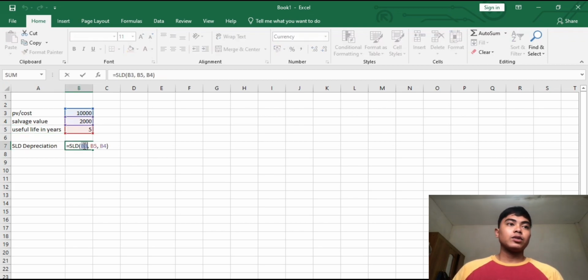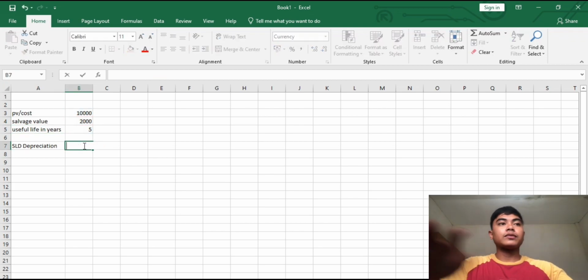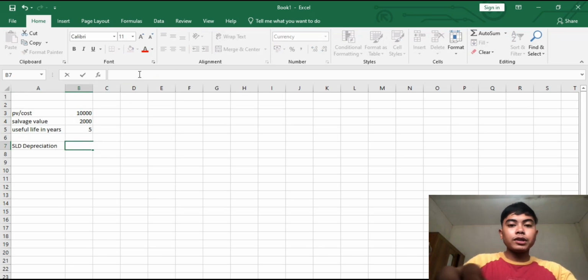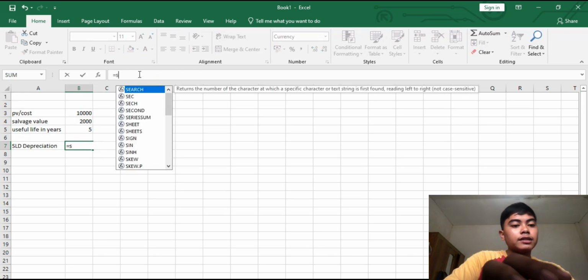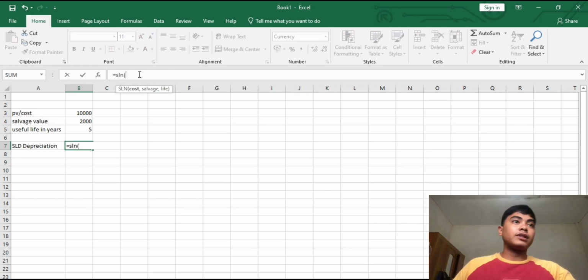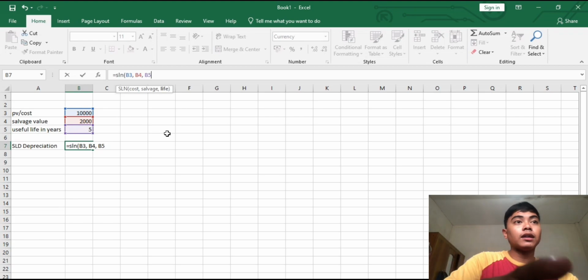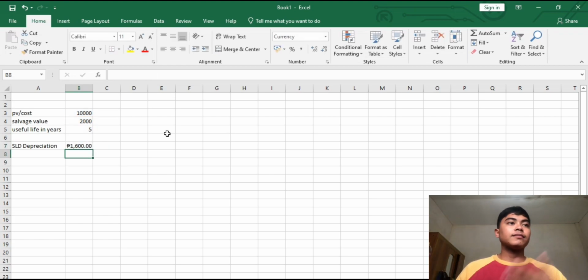So to compute this, we just need to input the SLN and then open parenthesis. So as you can see, we have here the cost, salvage value, and then useful life. So put this in, and then next is 2,000 in B4, then next is useful life in B5. Then we close it, and that's our SLN depreciation. It's at 1,600 pesos per year.